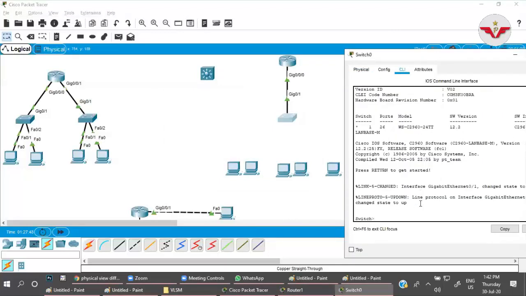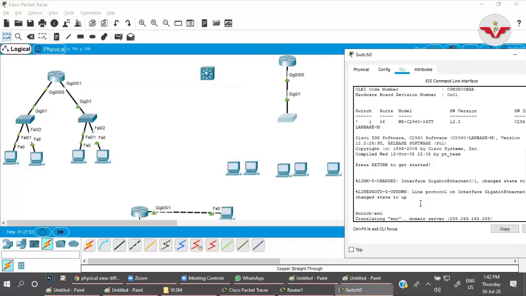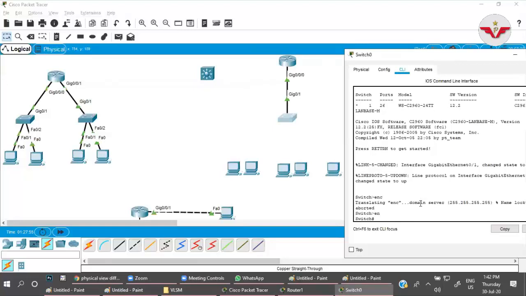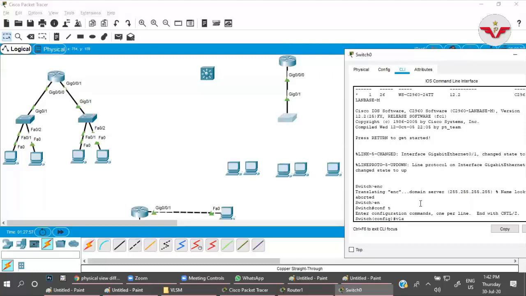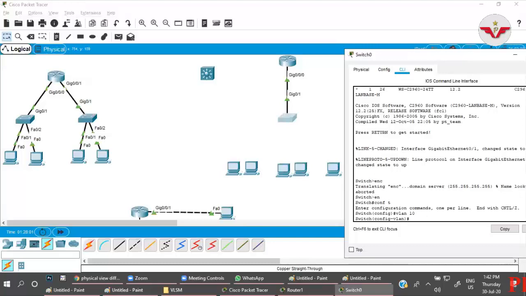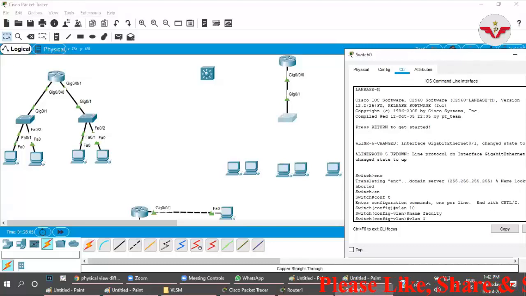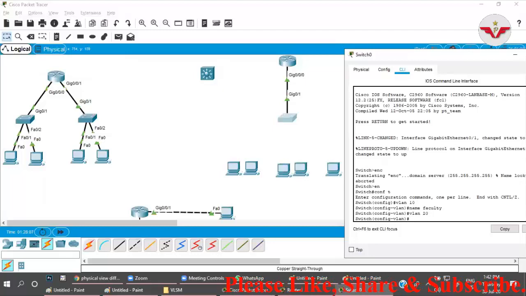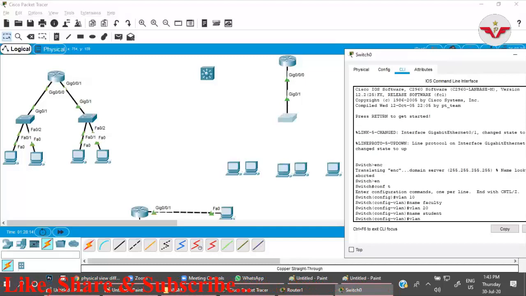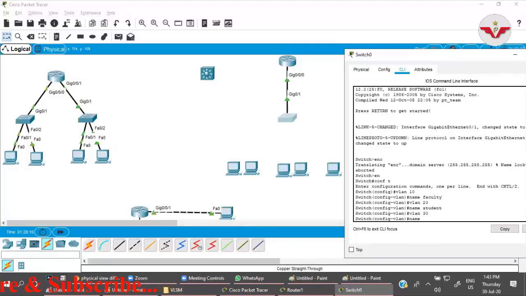I have created 3 sub interfaces. Now on the switch, enable, config t. Create 3 VLANs: VLAN 10, name faculty, VLAN 20, name student, VLAN 30, name back office.